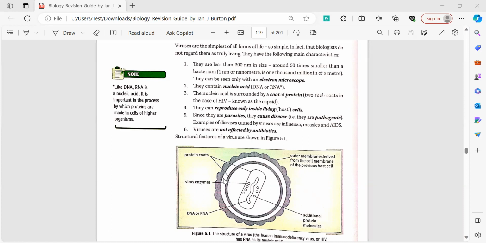Now what is the treatment for viruses? Viruses can only be stopped by using vaccines or antivirals. They cannot be affected by antibiotics since viruses are not bacteria.